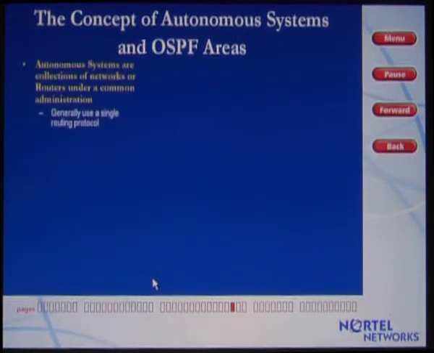OSPF uses the term autonomous system, or AS, to describe any collection of networks and routers under a common network administration. Although this seems a loose definition, recall that OSPF was developed for the Internet, where an AS distinguishes a private network from the public backbone. It is generally true that an AS uses a single routing protocol.